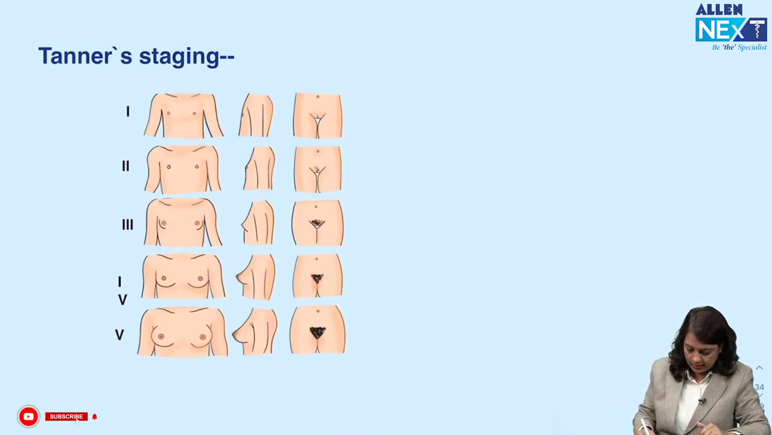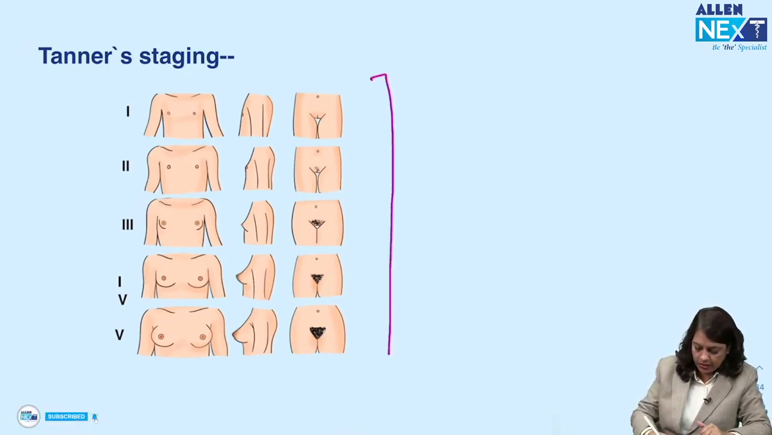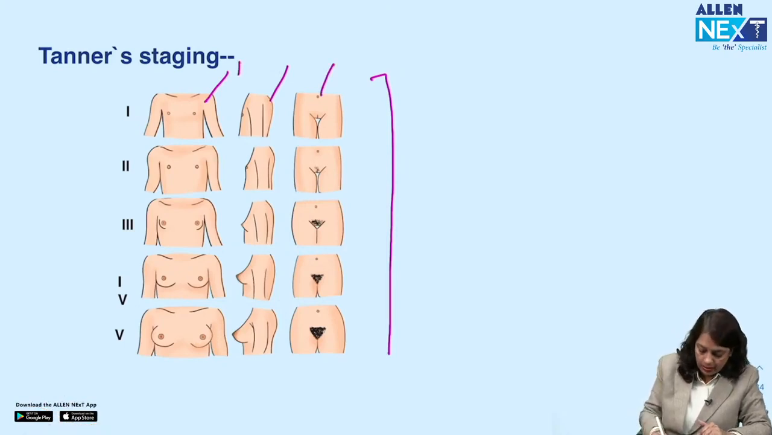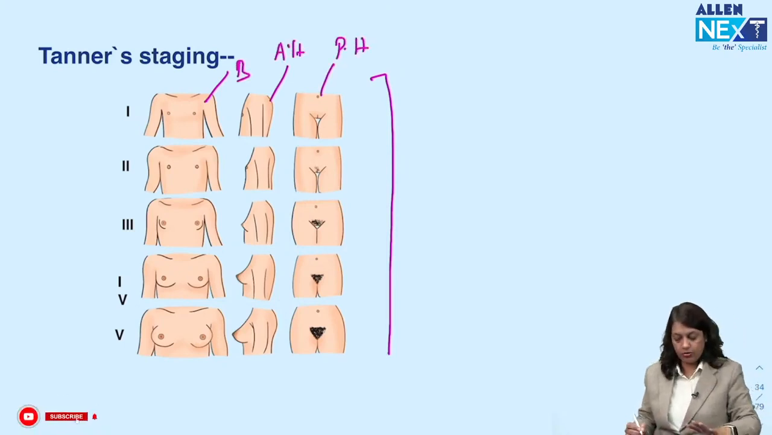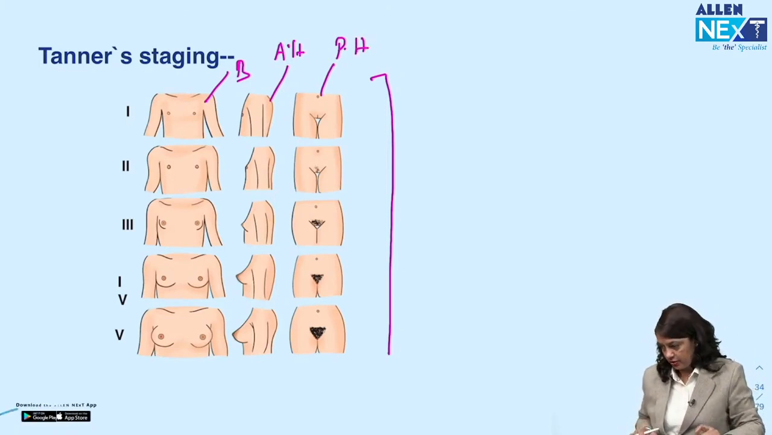This is Tanner's classification. कुछ इस तरह की classification होती है. Breast, axillary hair and pubic hair. Breast development, axillary hair and pubic hair. So there are 5 stages in the Tanner's classification. Okay.